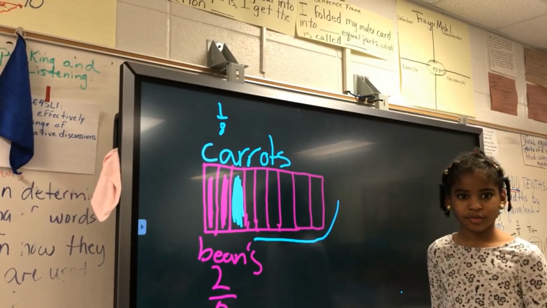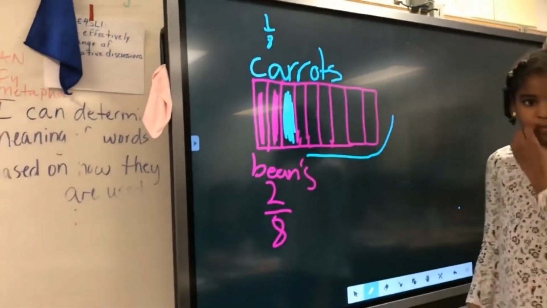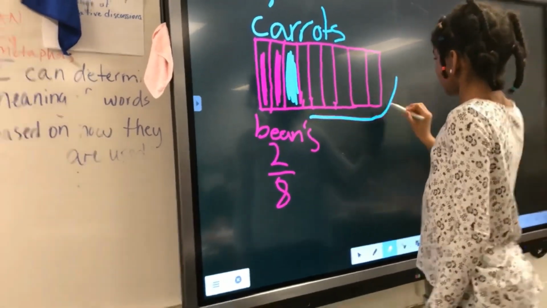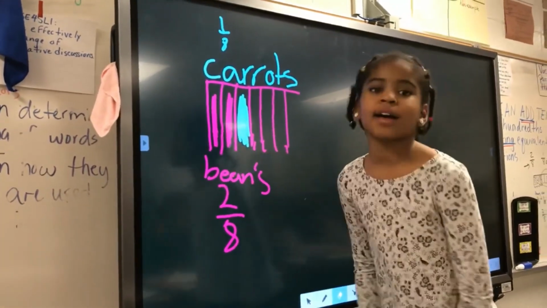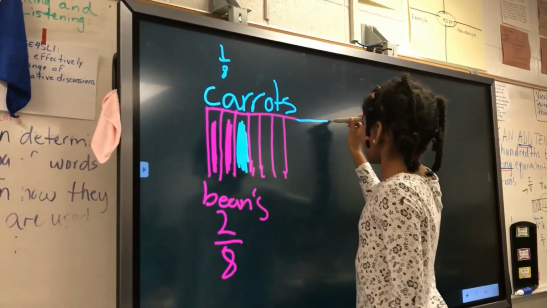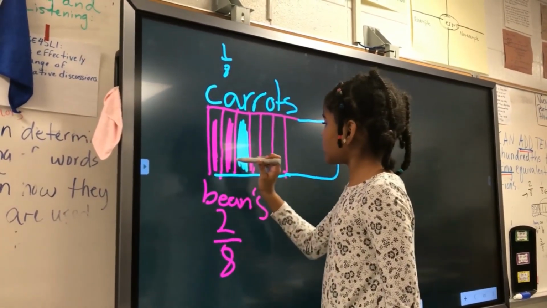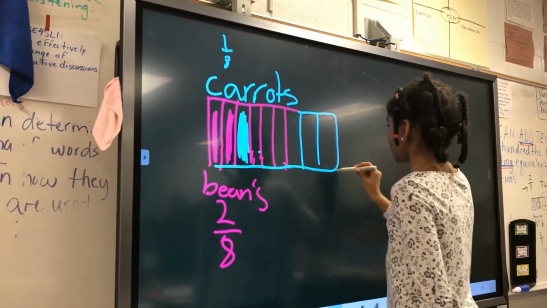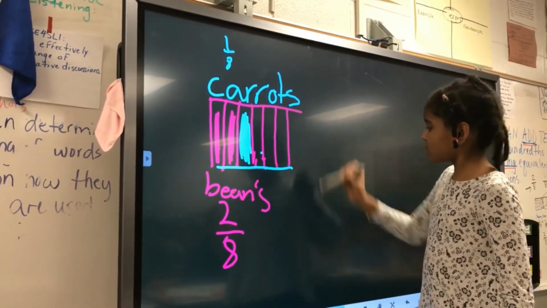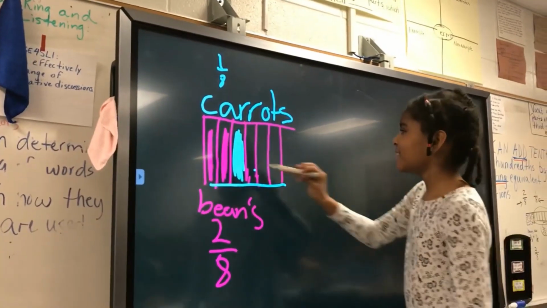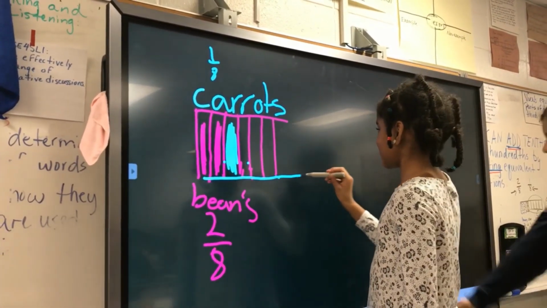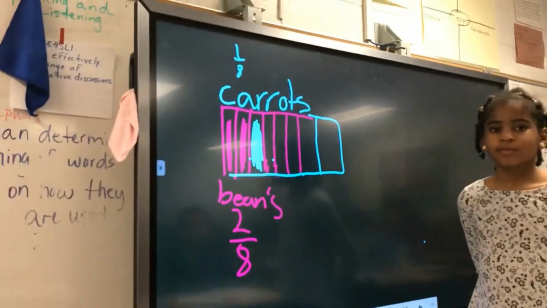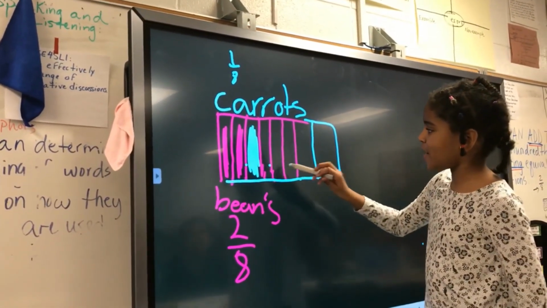Yes, she's right. Oh, you know what? I want you to look at your model and make sure you have 8 equal parts on there. Count them. 1, 2, 3, 4, 5, 6, 7, 8. This is not an equal part. That's an 8. It's okay. So you have 8 parts up there? You sure you counted them? 1, 2, 3, 4, 5, 6, 7, 8.